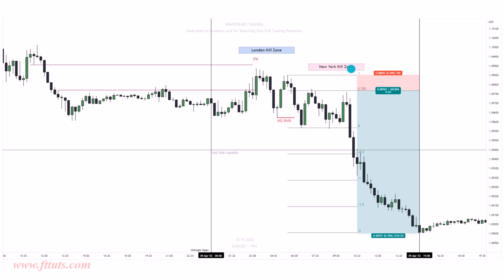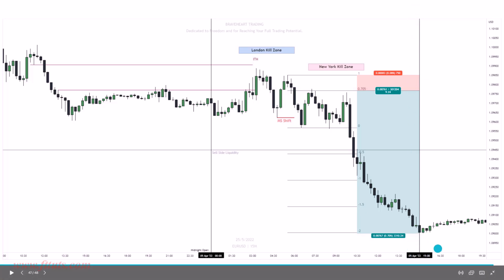You put your stop above this high, and since it's in a kill zone, which follows time theory, we're going to expect that to be a high probability trade. And price displaces down because banks and financial institutions are behind this trade, so it displaces down. You can start taking partials at 0.5, 1, 1.5, and 2, all the way until you have the daily close, which is at the 15-hour mark.